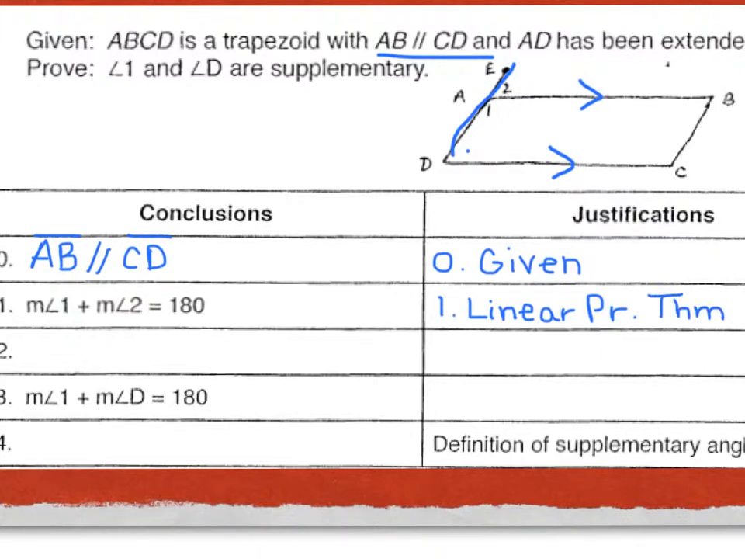Okay, so I know 1 and 2 are equal to 180. What do I know about angle 2 and angle D? Matt? They're corresponding. They're corresponding angles, right? So they have to be congruent. So for my step 2, I'm going to say angle 2 has to equal angle D by the corresponding angles postulate.